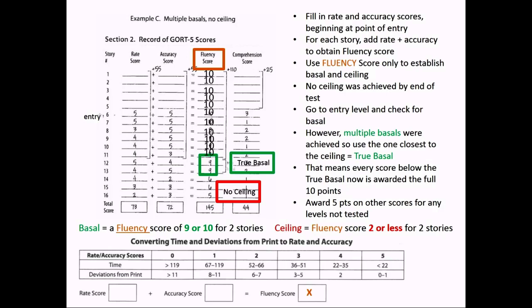So even though, watch this very carefully, even though they only got 7 points for number 11, it's below the basal, so they're going to get a full 10 points. They're going to get a full 10 points for test number 10, even though they actually only got a 9. They're going to get a full 10 points for number 9 and also for number 8. So those four stories that they only received something between 7 and 9 points, they're going to get the full 10 points because it's below the true basal. And that gives them a whopping score of 145.